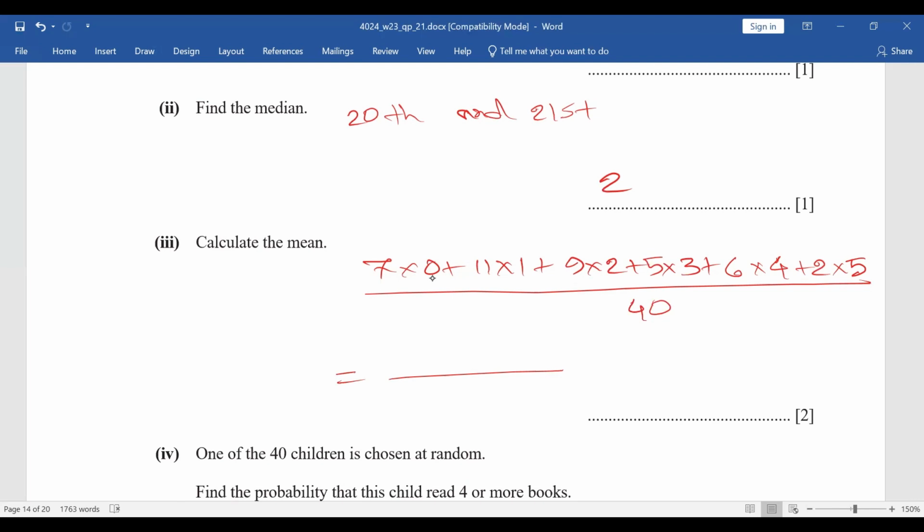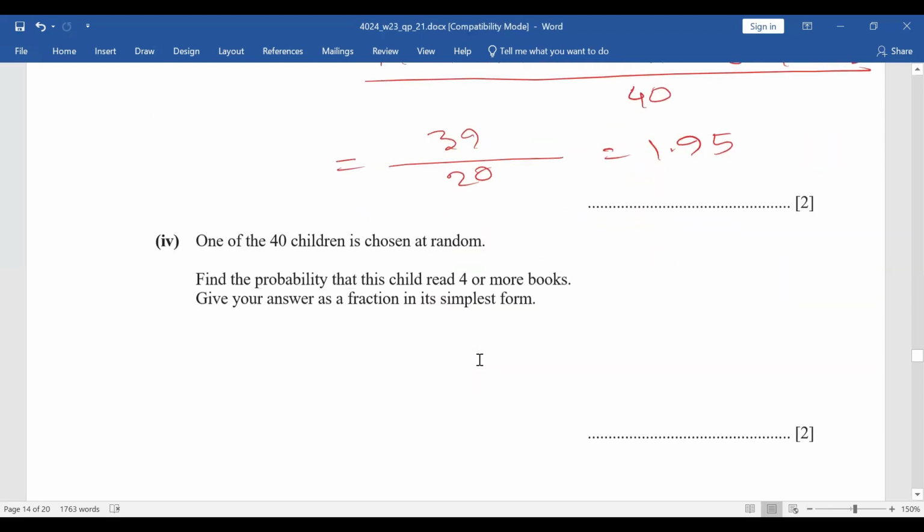Just calculate the value with a calculator. 7 zeros are 0, 11 ones are 11, plus 9 twos are 18, 5 threes are 15, 6 fours are 24, and 2 fives are 10, divided by 40. That gives 1.95. It is actually 78 by 40, or 39 by 20, which is 1.95.